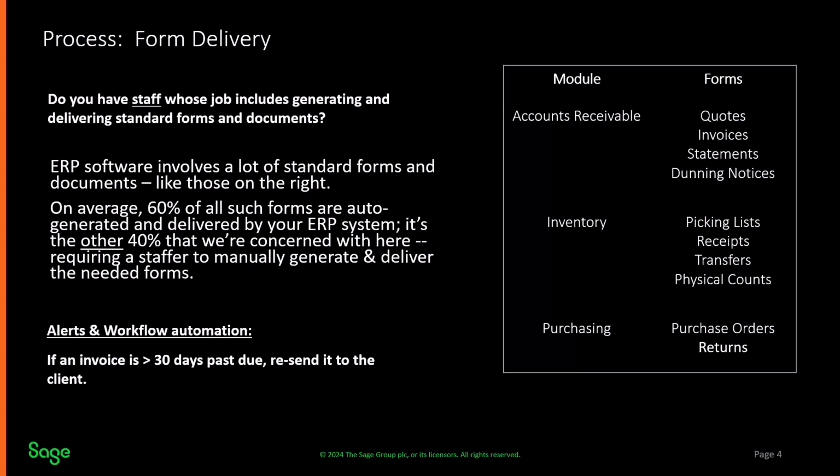So when we talk about Sage Alerts and Workflow, think of a software that's sitting in your database, looking at your data, actively monitoring things. It's called business activity monitoring. So we look for anomalies or things that have to happen so you don't have to physically be involved with it. Things like forms deliveries.